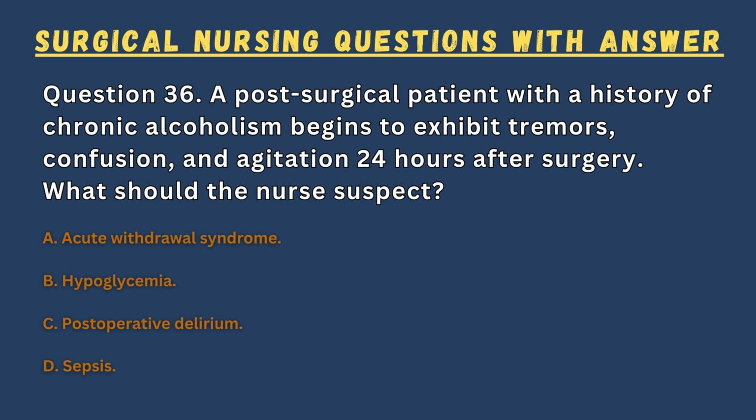Question 36. A post-surgical patient with a history of chronic alcoholism begins to exhibit tremors, confusion, and agitation 24 hours after surgery. What should the nurse suspect? A. Acute withdrawal syndrome. B. Hypoglycemia. C. Post-operative delirium. D. Sepsis.